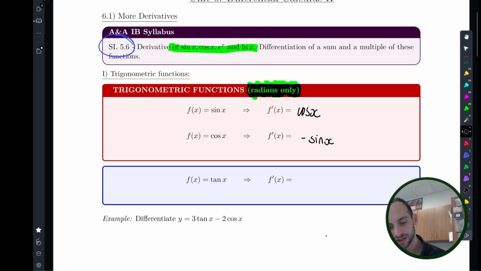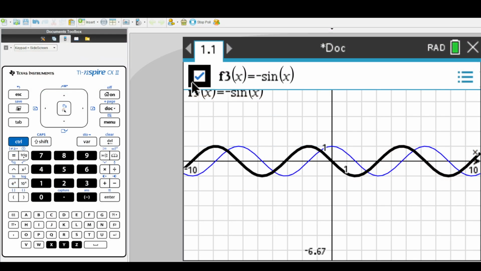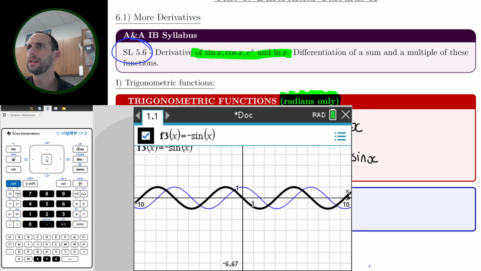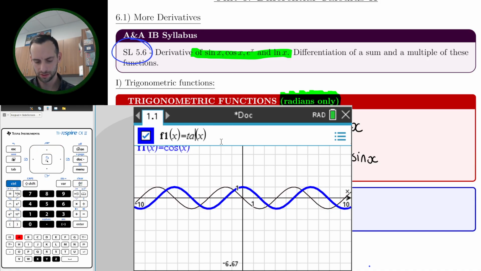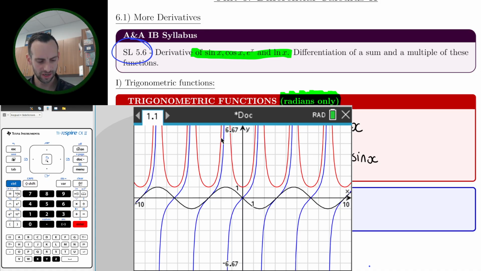Our final trig function is tan x. This is not really part of the IB syllabus, so not on the IB exam, but it never hurts to know it. Okay? If we graph ourselves our tangent function, let's get that right here. We'll graph our tan function. So here's our tan x. Looks a little crazy.